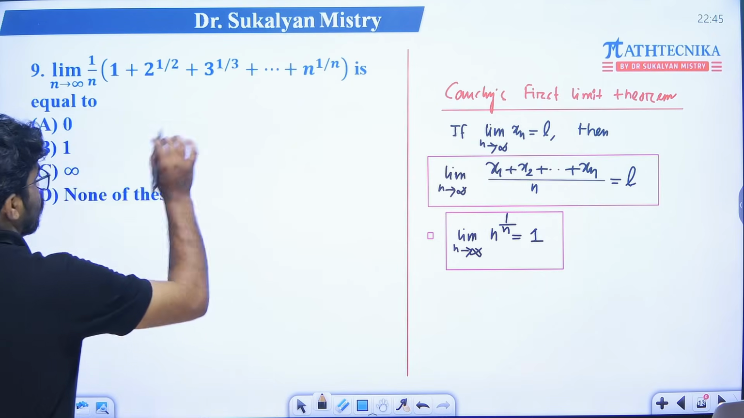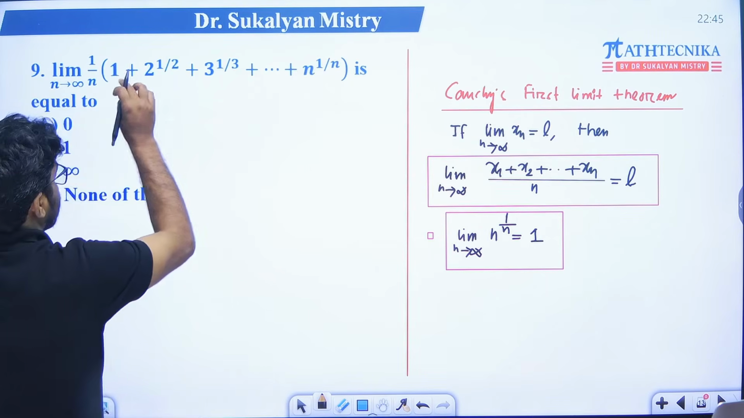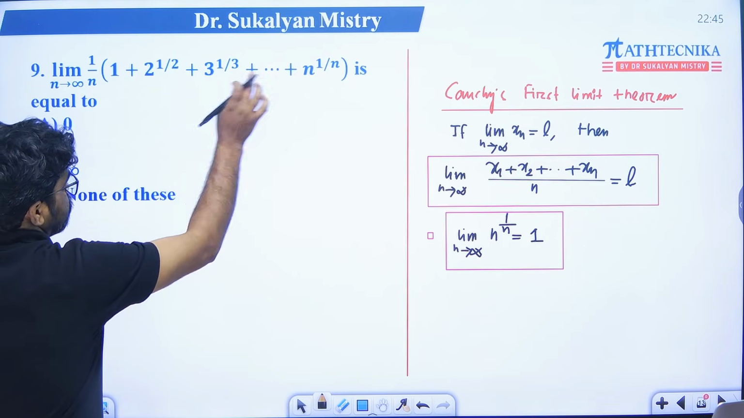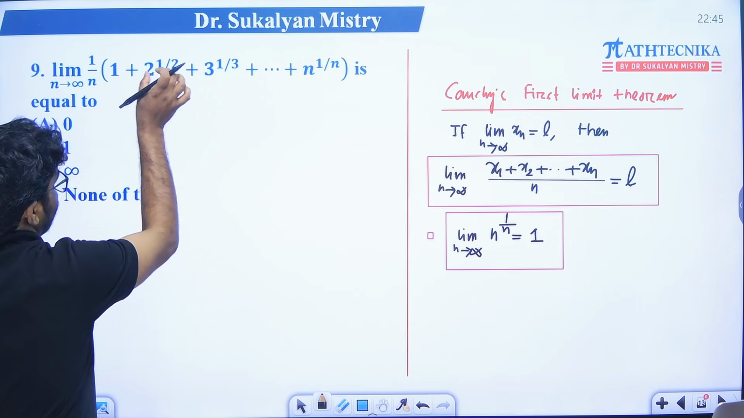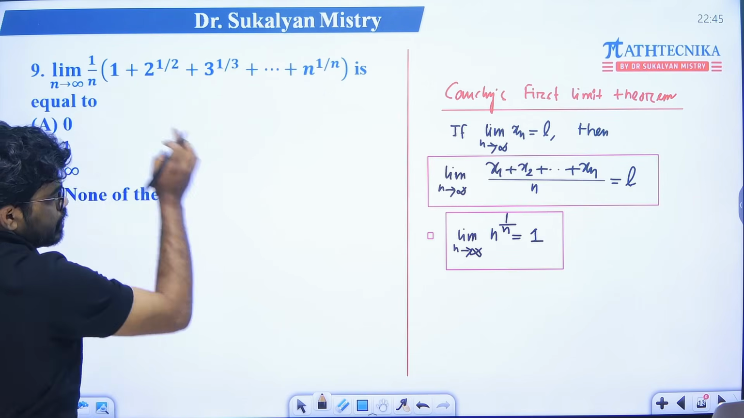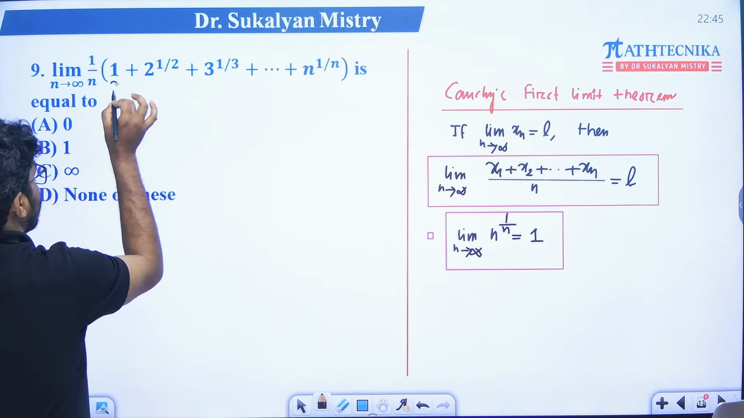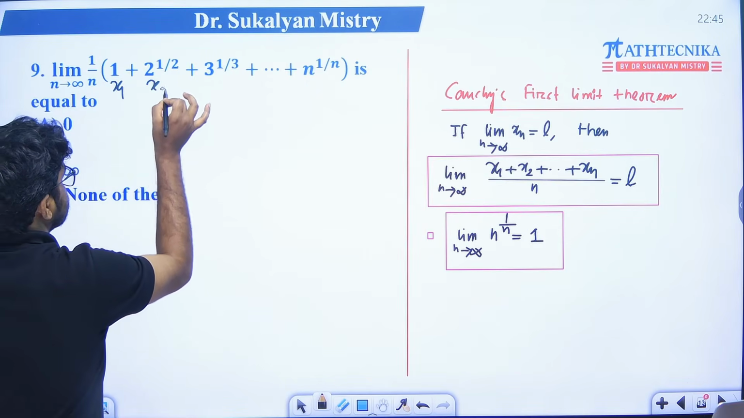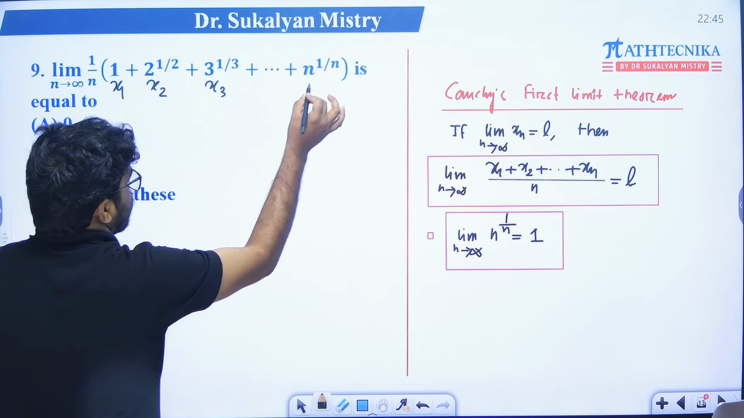So here, what is the nth term? This is the nth term. The first term, this is the second term, this is the third term, this is the nth term. So x1 plus x2 plus x3 plus dot dot xn divided by n. So this is the first term, x1, this is x2, this is x3, and this is xn.